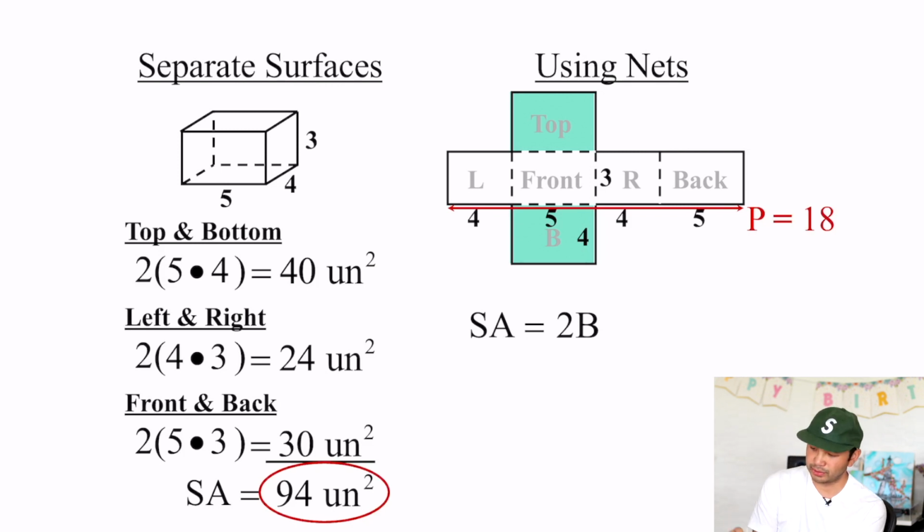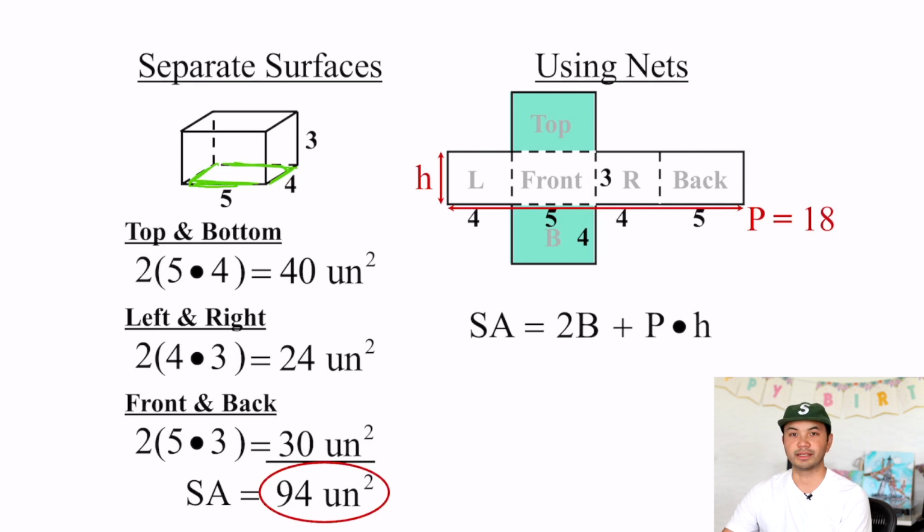Because if you think about it, when you're looking at your base, right here, this is 5, then 4, 3, and then 4 again. That's actually the perimeter of your base, because if you stretch it out, that becomes the perimeter. The perimeter is 18 times how tall your figure is, the altitude or the height, which is 3.